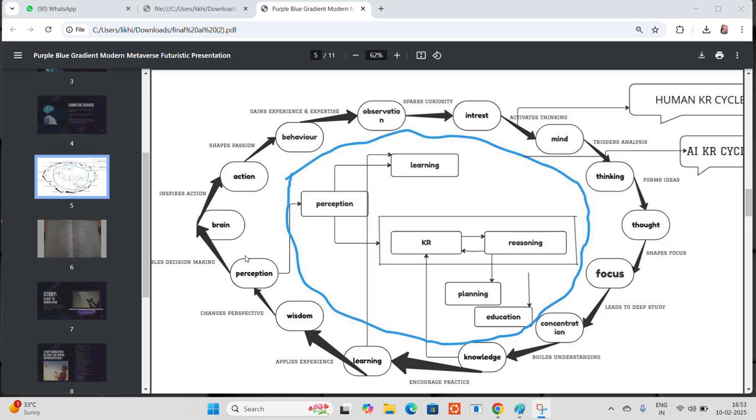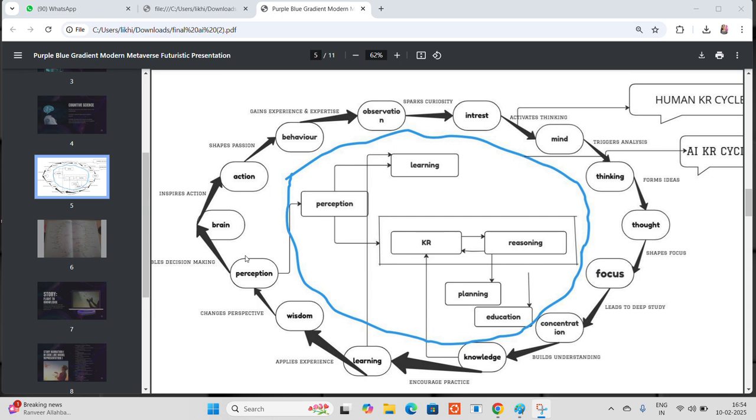She continuously repeated that action, like building small drones, etc. This became her behavior, and the repeated behavior built her future as a future scientist. So this is all about the story, and this repeated behavior will result in new observations. She will observe everything in a new way, and the cycle repeats. This is all about the human knowledge representation cycle. This is how the human thinks.